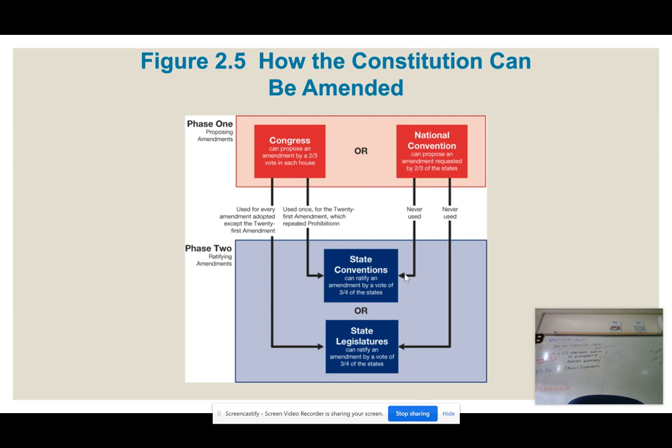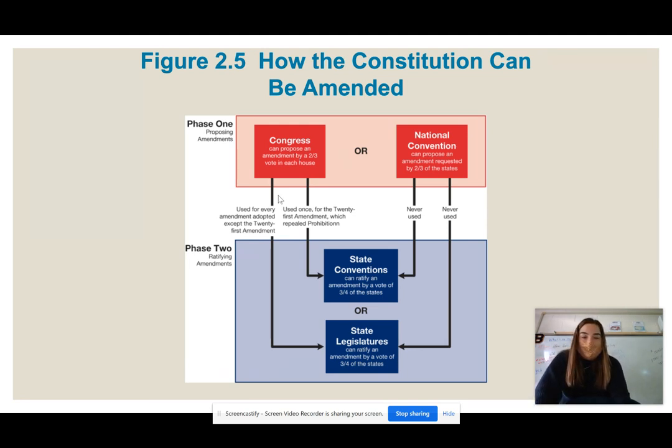This is really the only way that we make amendments to the Constitution. We've never really used the other one. This avenue was used, by this avenue I mean Congress, the first one. Congress can propose an amendment by 2/3 vote in each house. This one was used for every amendment that was adopted except for the 21st Amendment.